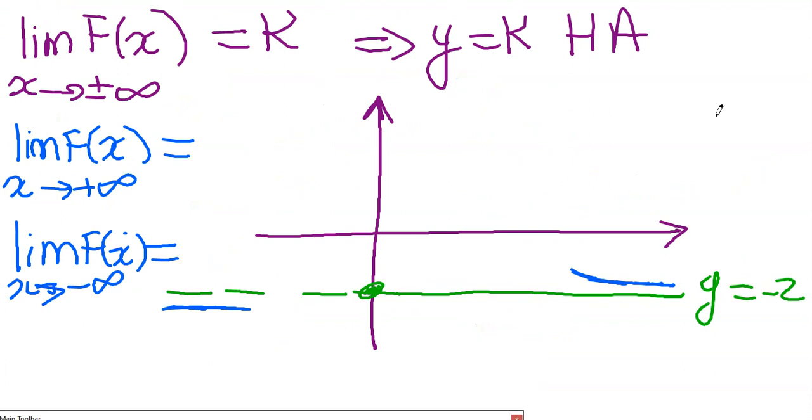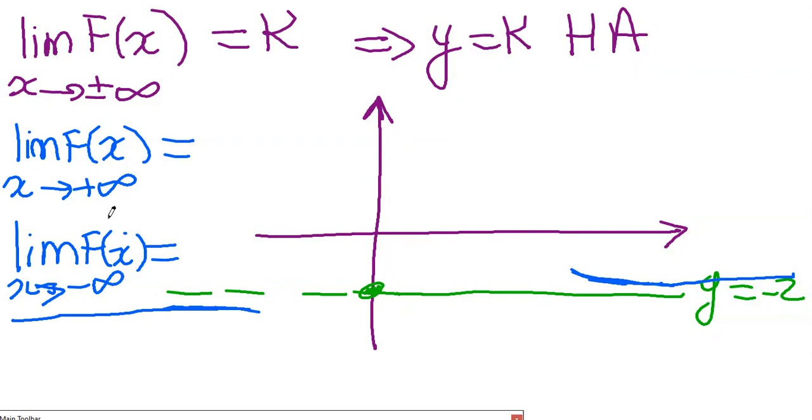Now let's move to the limit of a function when x tends to infinity. If it gives me a number, it means when x is, let's say, going to plus infinity like this, I have a horizontal direction. And here also I have a horizontal direction. So we say horizontal asymptote.